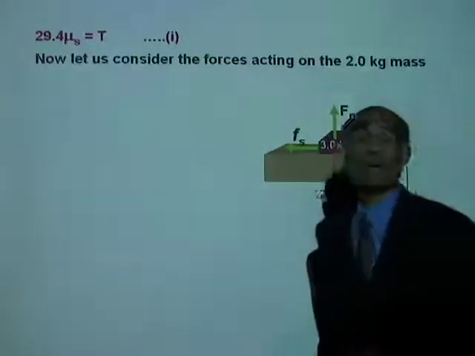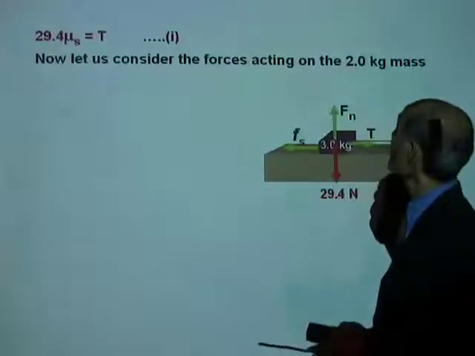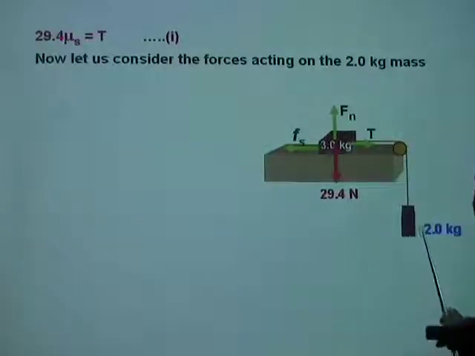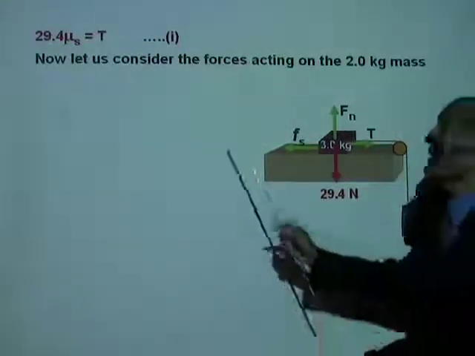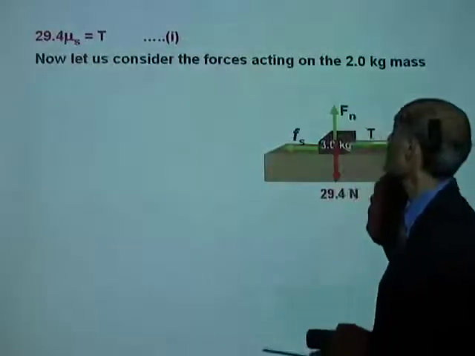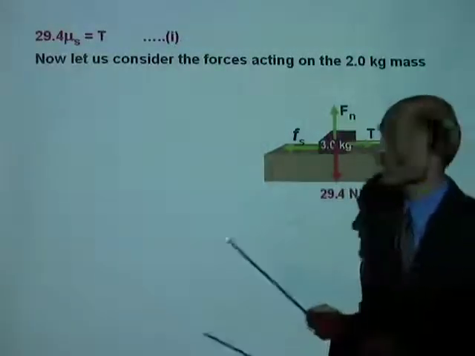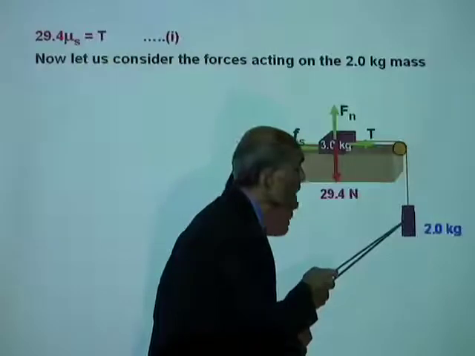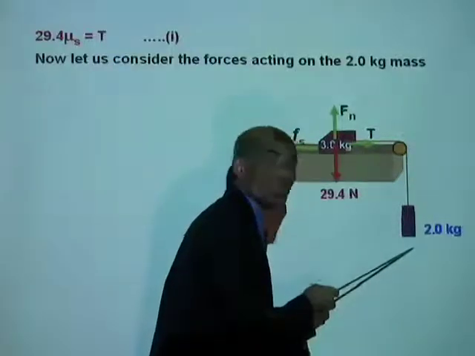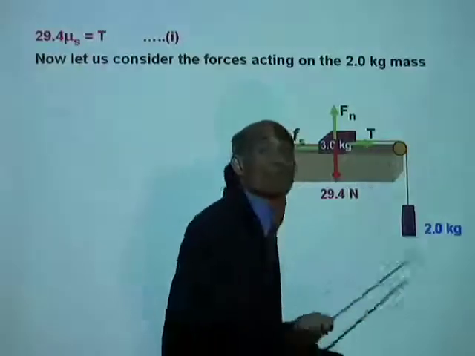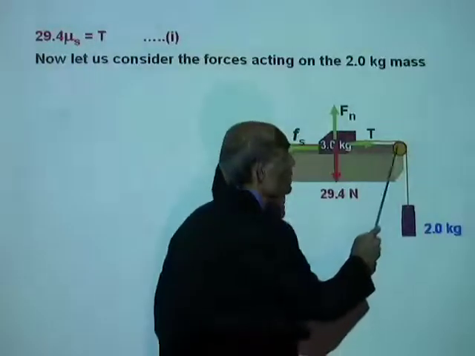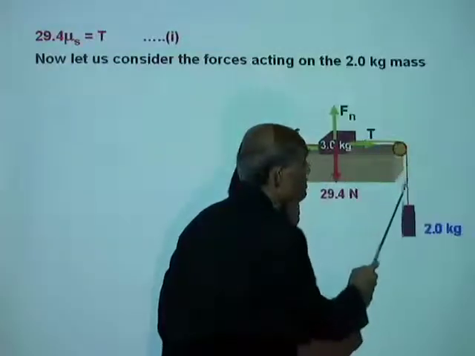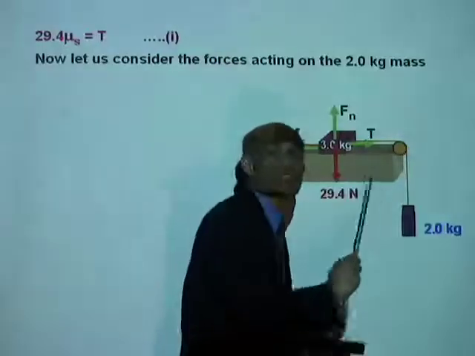Well, we need another equation to solve that. Where are we going to get that equation from? Well, that equation is going to be obtained by considering the forces on the 2 kilogram mass. Let's now consider the forces acting on the 2 kilogram mass. Can you tell me what those forces are? Well, the weight of the 2 kilogram will be acting vertically down, and the tension will be acting vertically up. And because the pulley is frictionless and the same string passes over it, the tension forces will be the same.